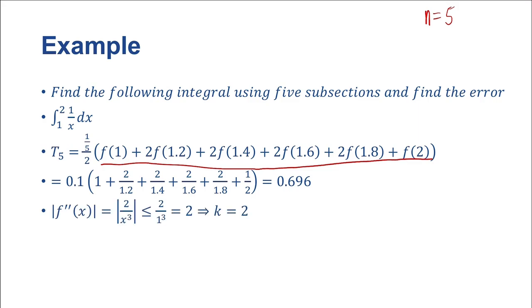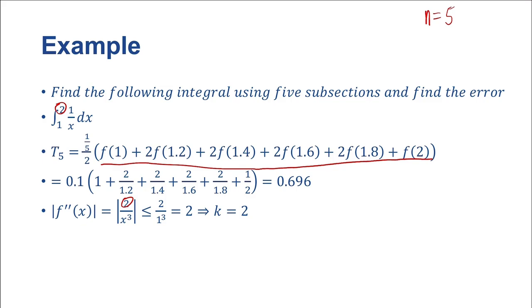To find the error, we find f double prime of x. So f double prime of x is going to be 2 over x cubed. And we're going to be using the upper bound here for our error. The absolute value is less than or equal to 2 over 1 cubed. We're setting x equal to our lower bound, so we get 2. Thus, k is going to be equal to 2.